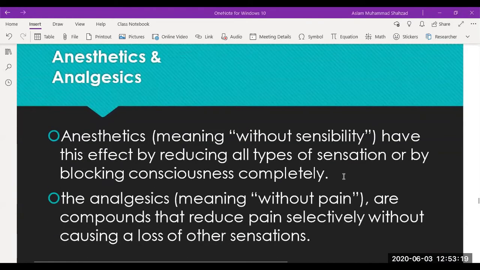When we talk about anesthetics and analgesics, anesthetics reduce all types of sensations by blocking consciousness. So the patient is not conscious and is not feeling anything. Whereas the analgesic is also responsible for reducing pain, but it is selective, with loss of sensation in only a selective part.